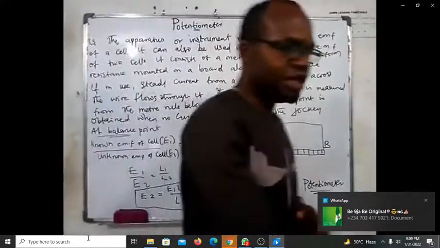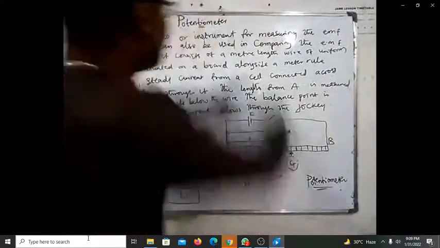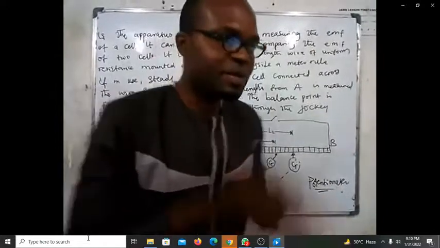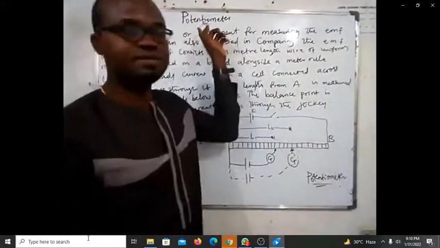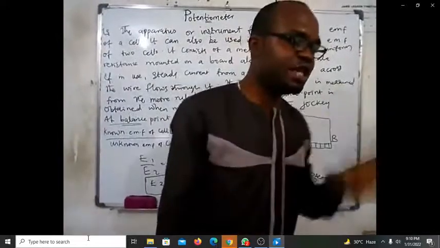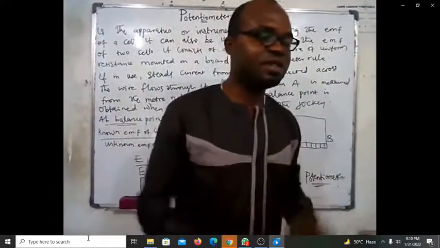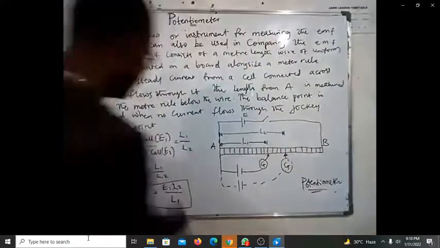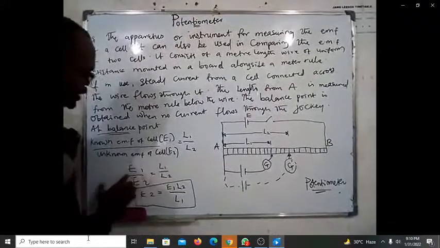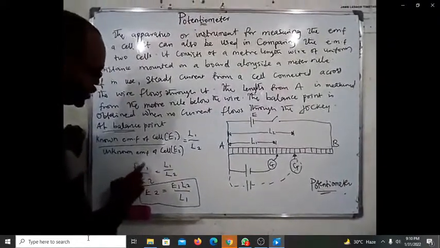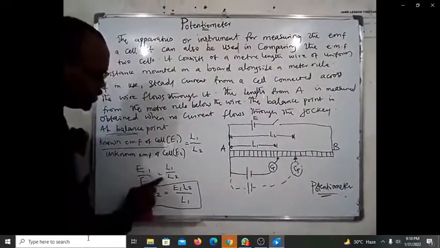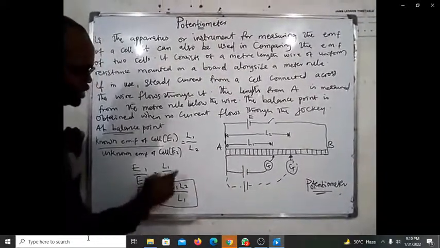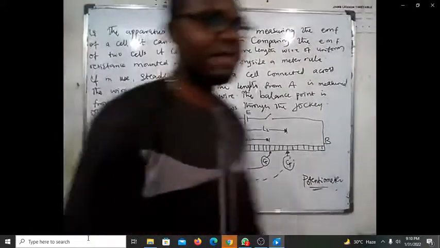Similar to the calculation we did for the meter bridge, is it not? So whenever you want to measure the EMF, the electromotive force of a cell, you use an instrument known as a potentiometer. You use it to measure EMF. You also use it to compare the EMF of two cells. Take note of the equation: E1, the electromotive force of cell 1, over that of cell 2, is equal to the length measured from the point when there is a balance, L1, over the length L2. Is that clear?